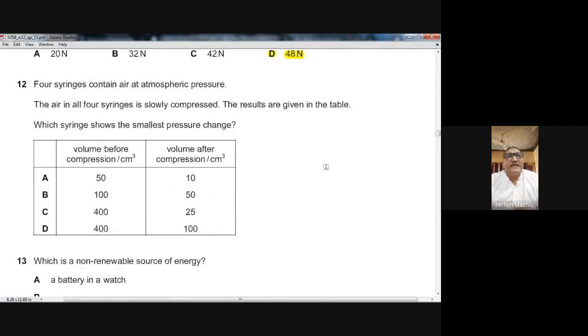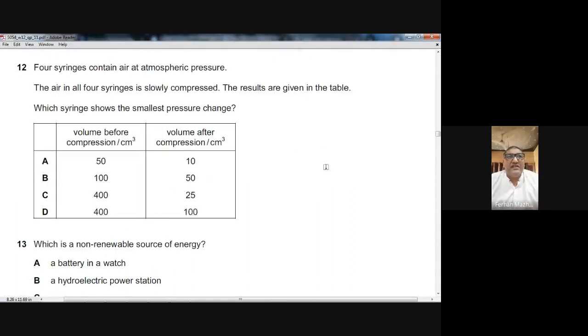Four syringes contain air at atmospheric pressure. The air in all four syringes is slowly compressed. The results are given in the table. Which syringe shows the smallest pressure change? So for every syringe, the P1 is 1 atmosphere. For all the options given here, the pressure 1 will be equal to 1 atmosphere. The air in all four syringes is compressed slowly. They are compressing it slowly.